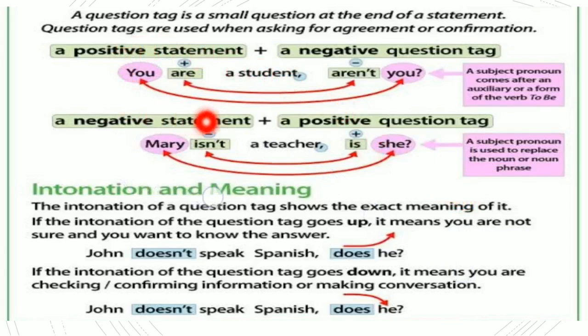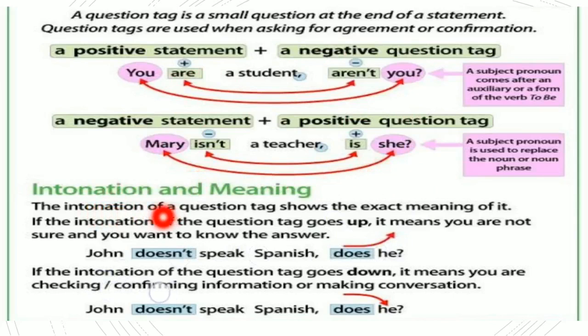So how will the format be? After writing down the statement as it is, you will put a comma and then add the tag according to the statement given. Here the statement is positive, so the tag will be negative. Here the statement itself is negative, so the tag will be positive.